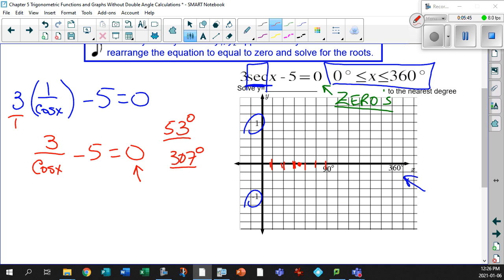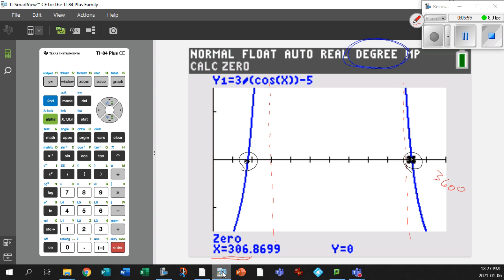Okay, where's 307? Well, there's 360. So 360 is out here, right about there. 307, let's just make it a little bit less. Let's put it right around there sounds good. Go back to the graph. Remember, these are just sketches, okay?